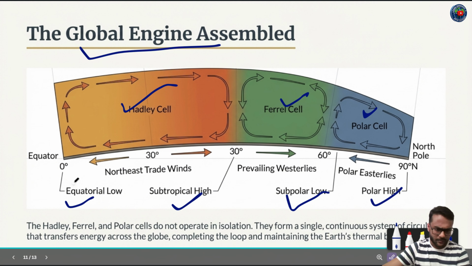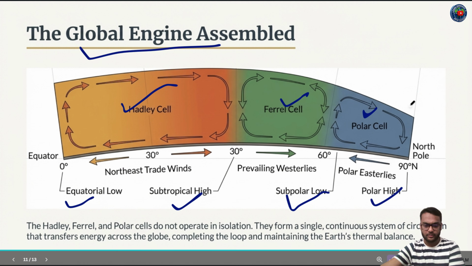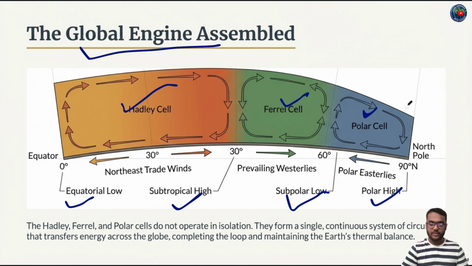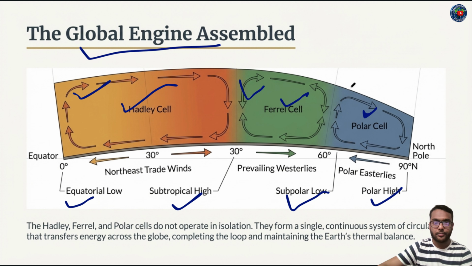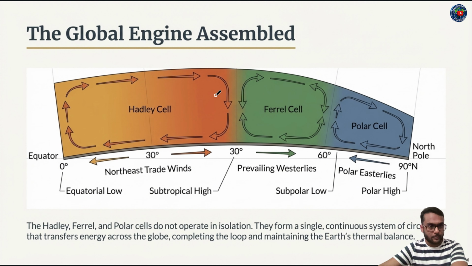The Hadley, Ferrel, and polar cells do not operate in isolation. They form a single continuous system of circulation that transfers energy across the globe, completing the loop and maintaining the Earth's thermal balance. All these three types of cells maintain the atmospheric temperature and the distribution of atmospheric temperature equally around the world. They maintain the global distribution of temperature.